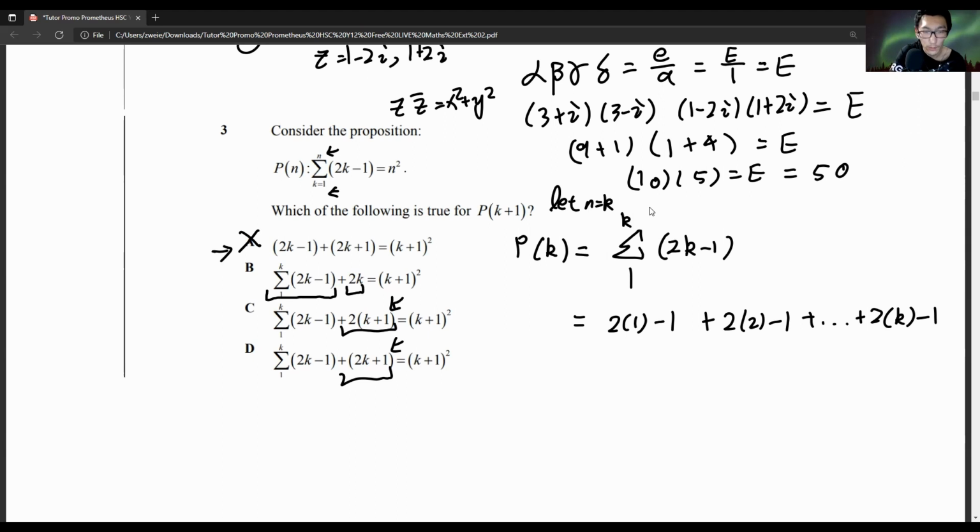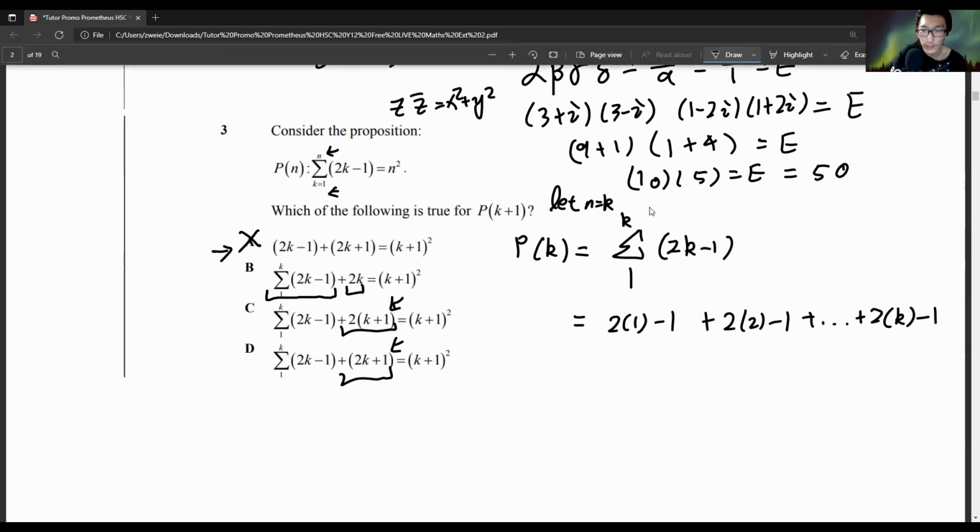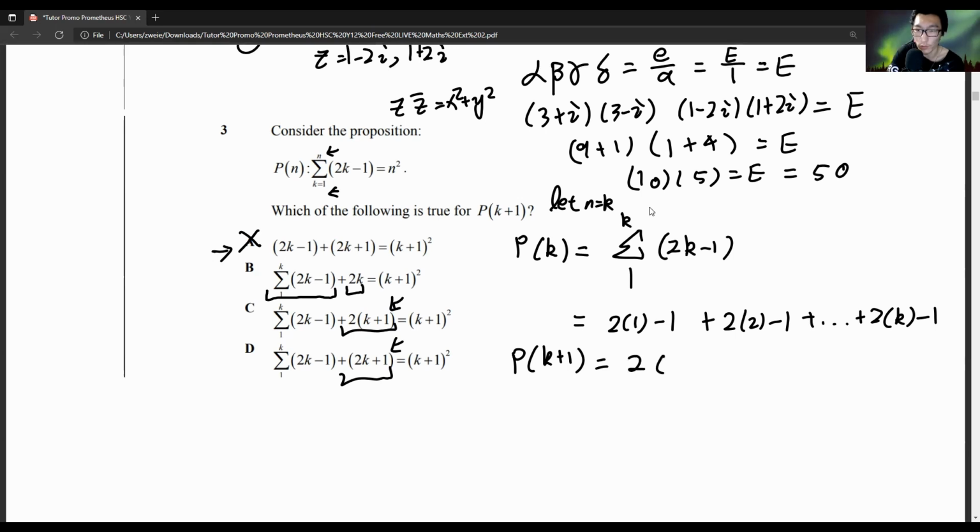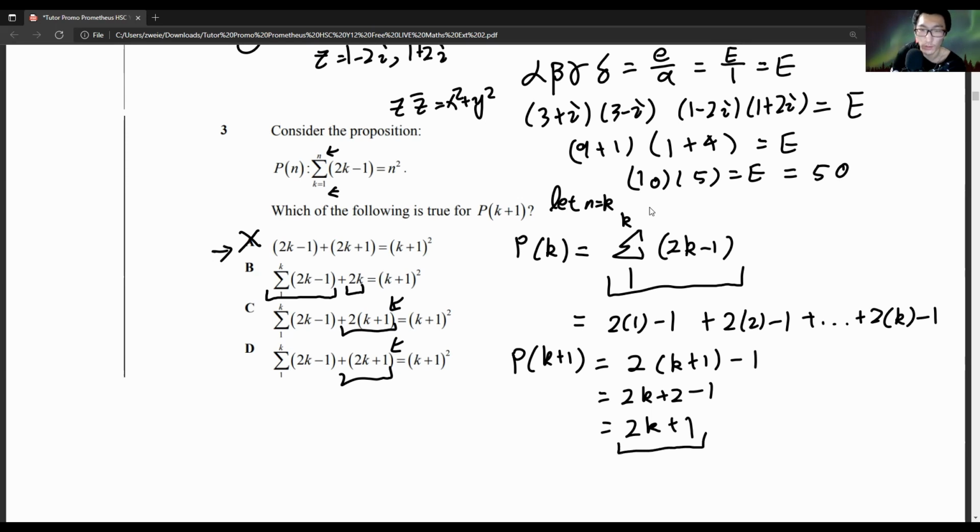However, we kept the summation together, so all we need is to figure out our P(k plus 1) term. By subbing it in, the term is 2(k plus 1) minus 1. I get 2k plus 2 minus 1, so I get 2k plus 1. So we have the summation starting from k equals 1 until k equals k, and then we'll be adding this k plus 1 term.